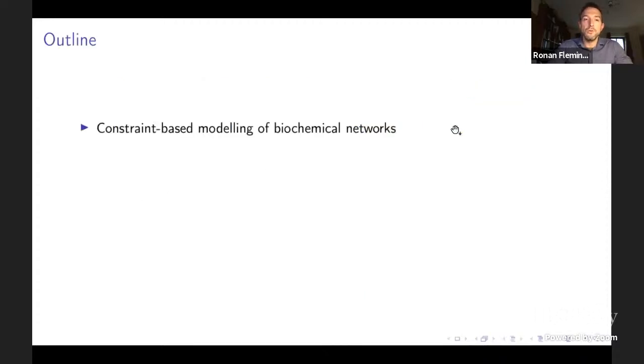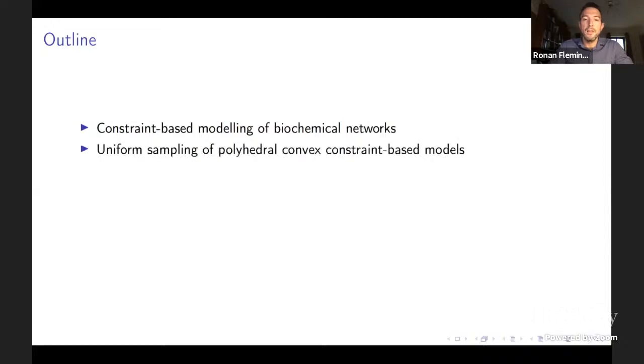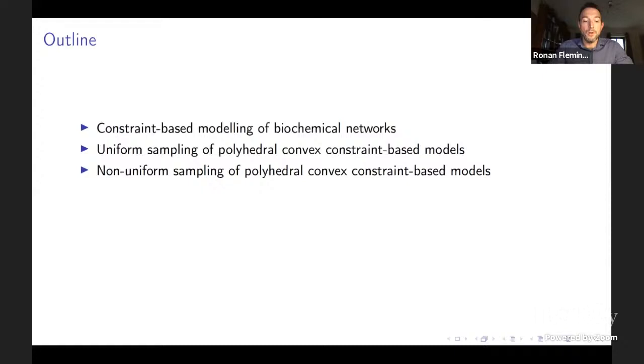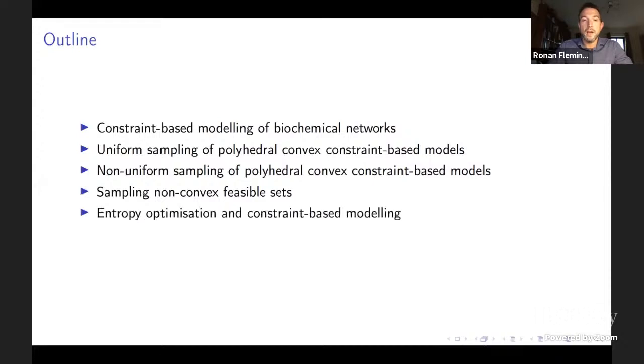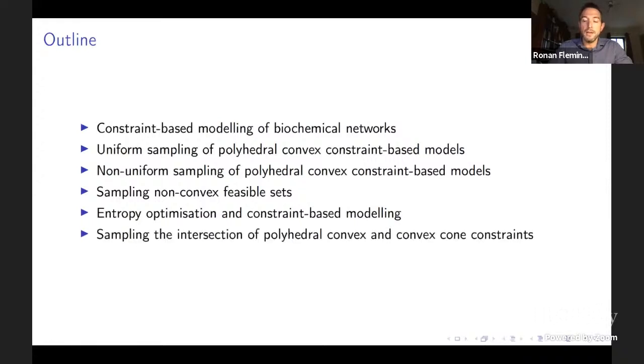First I'll introduce you to constraint-based modeling of biochemical networks. Then we'll discuss applications of uniform sampling of polyhedral convex models. And then some non-uniform sampling of also polyhedral convex models. Some efforts in our field to sample non-convex feasible sets, and discuss a bit about entropy optimization and its relationship to constraint-based modeling and how that relates to a problem concerning sampling the intersection of a polyhedral convex set and a convex cone.